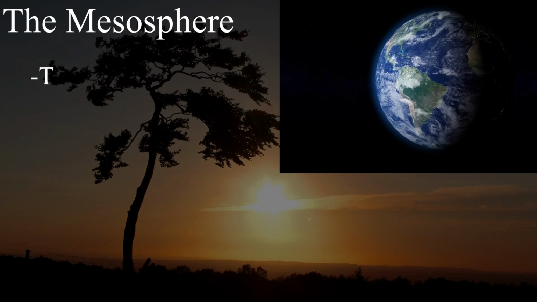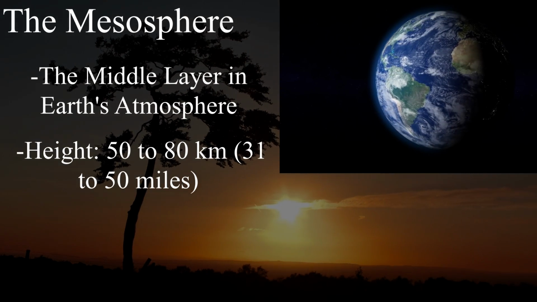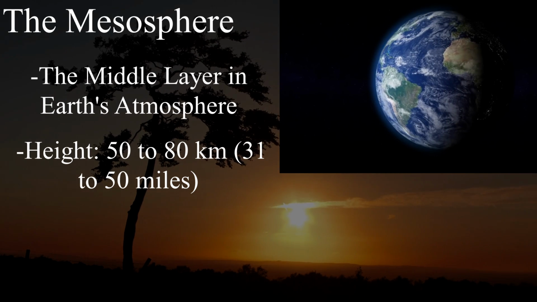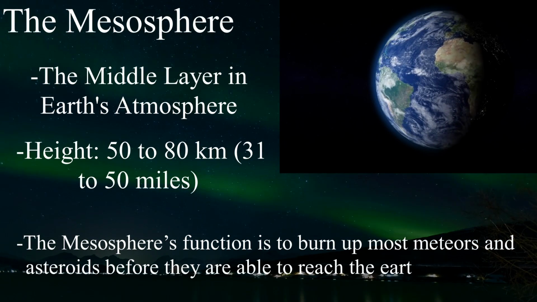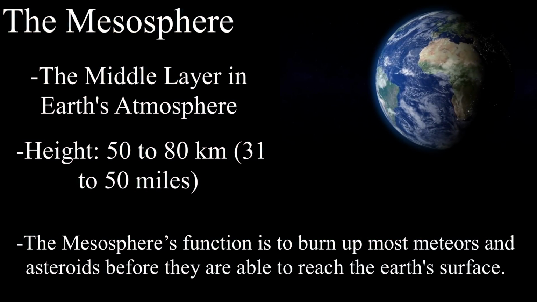The mesosphere is the middle layer in Earth's atmosphere, with it being 50 to 80 kilometers above the surface. The mesosphere's function is to burn up most meteors and asteroids before they are able to reach the Earth's surface.